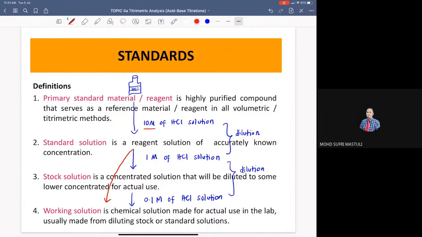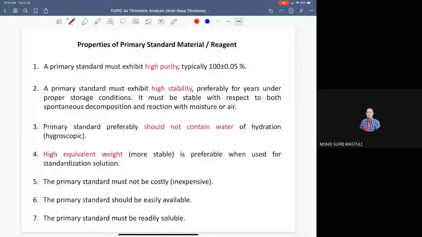Okay, moving forward to the properties of primary standard material or primary standard chemical. The primary standard chemical should be of high purity, typically 100% or plus minus 100%. The primary standard material also should be highly stable, because when we open the bottle, the chemicals inside the bottle have to be highly stable during the storage duration. And the primary chemical also should not contain water.